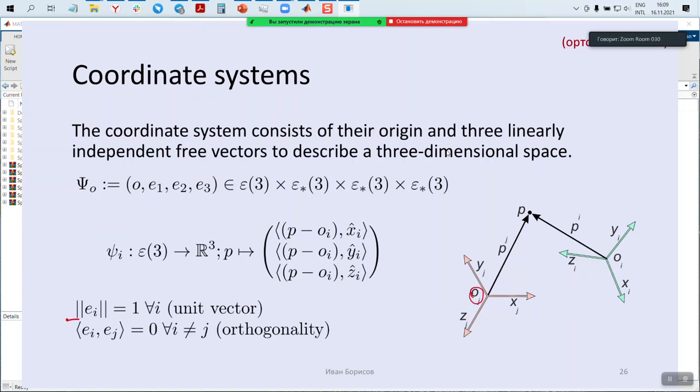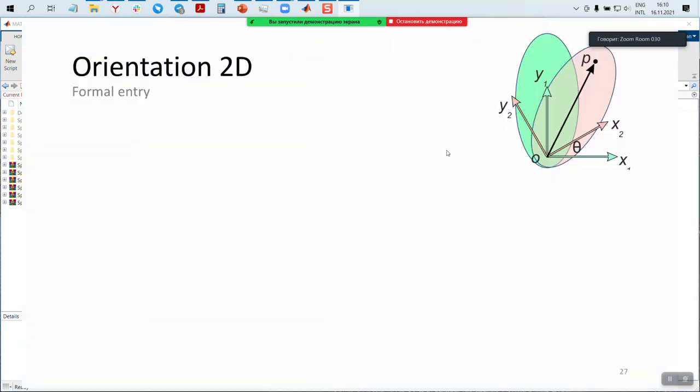Here you can see that the norm of a unit vector equals 1, and we can calculate it with the operation of inner product. If the inner product of two different unit vectors equals 0, it means that they are orthogonal. These are two properties that need to hold, and then we can say that what we are talking about is a coordinate system. It's not something else.